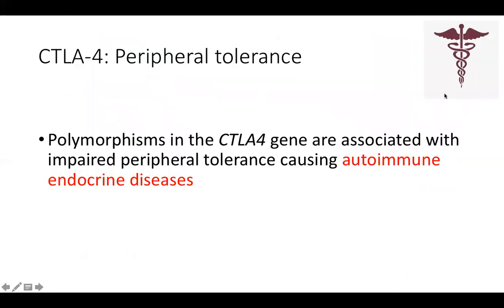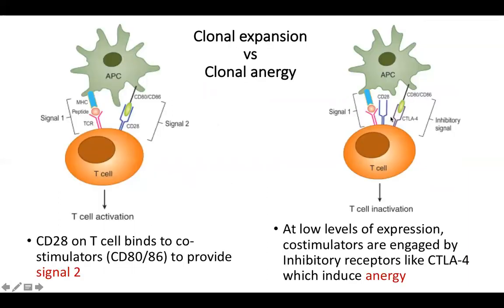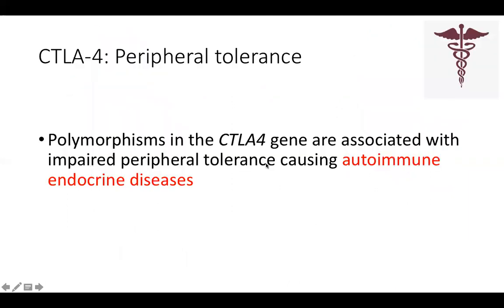Again, the medical significance being that some gene mutations of CTLA4, some polymorphisms, are associated with impaired peripheral tolerance. So if your CTLA4 is not working, then even with your self antigens, even if the APC is in the resting state, it will be able to engage the T cell through CD28. It will be able to activate the T cell. So failure of peripheral tolerance causes autoimmune endocrine diseases. Okay.